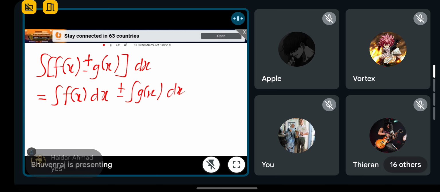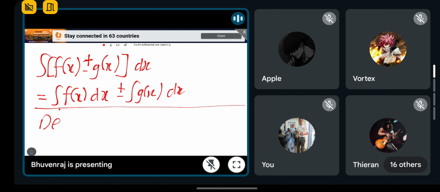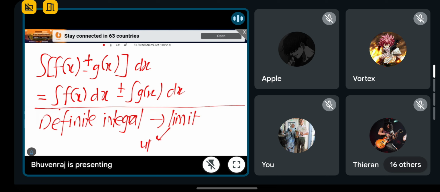Okay, so I proceed. So next one. This one all okay. I think mostly the part is more on definite integral. So now let us talk about definite integral. First of all, definite integral, you all must know that you must have limits. Limit is divided into upper and lower. It's very easy to identify.